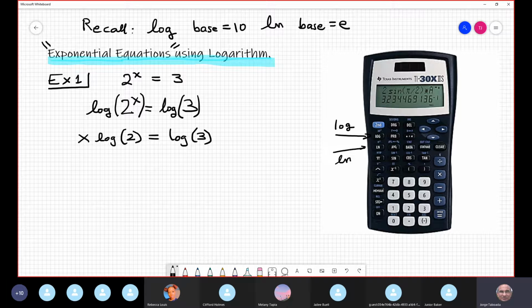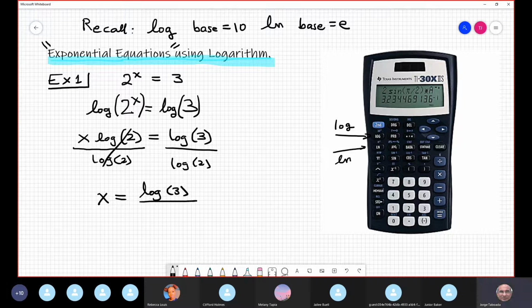So now, you divide both sides by log of 2, which is a number that we can compute using the calculator, of course. This cancels out. So x alone is equal to log of 3 divided by log of 2. Okay, super. And this is the exact answer.